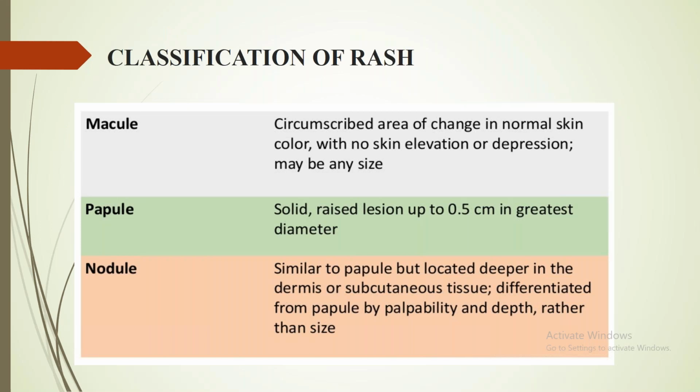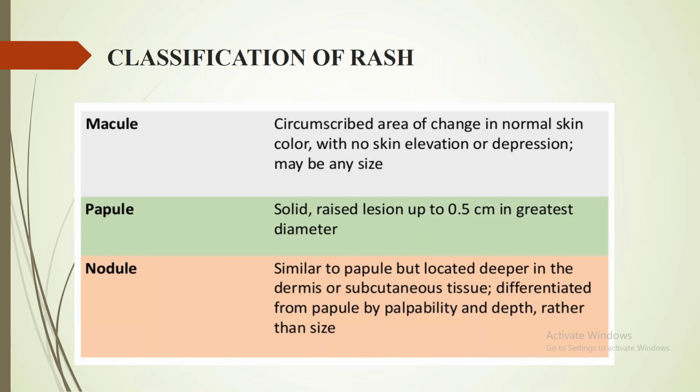So first of all, we look at the primary skin lesions, that is, we have to differentiate between a macule, a papule, or a nodule. So a macule is just a change in the appearance of the skin. There is nothing that you can palpate. Then there is the papule. In this, there is a solid red lesion, which is around 0.5 centimeter.